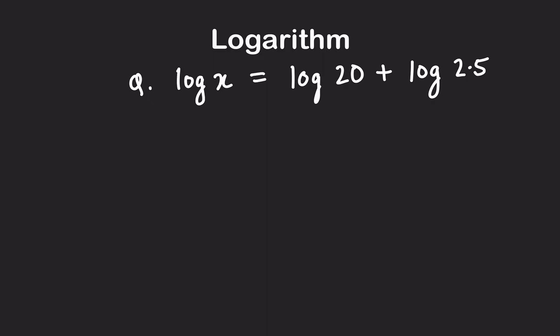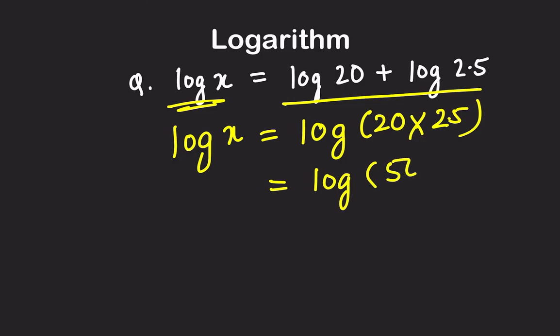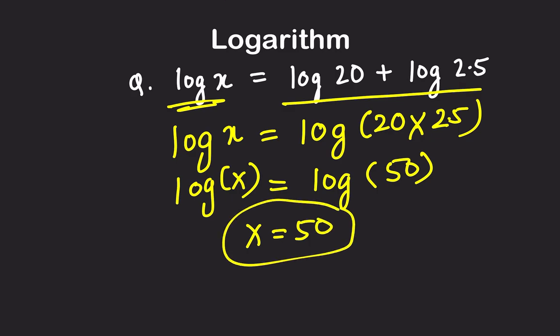Moving on. This question. How will you solve this? Log of x is equal to log of 20 plus log of 2.5. Tell me what is the value of x. So the value of x is, again you are going to use the property of a into b. So log of a into b is log of a plus log of b. So 20 into 2.5. So if I solve this, this is log of 50. Log of x is equal to log of 50. So x should be equal to 50. Simple. Second question is also solved. Easy. Just the application of logarithm formulas.